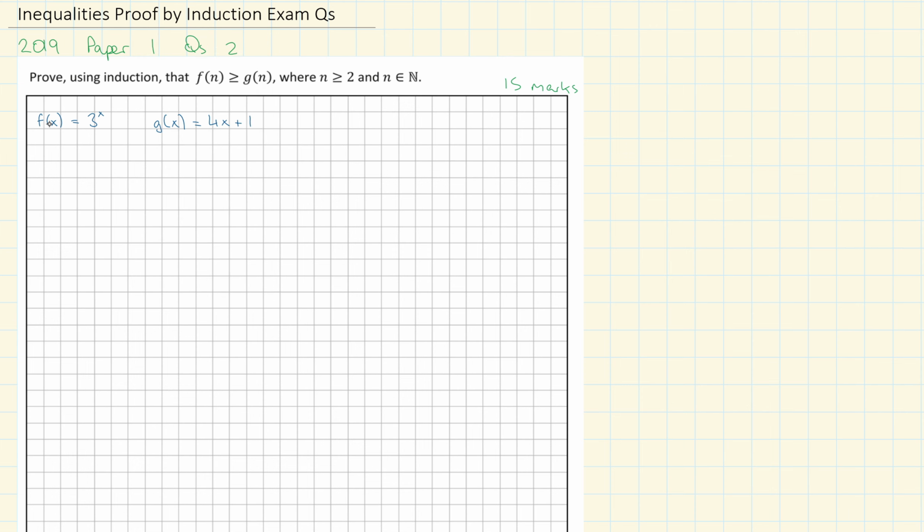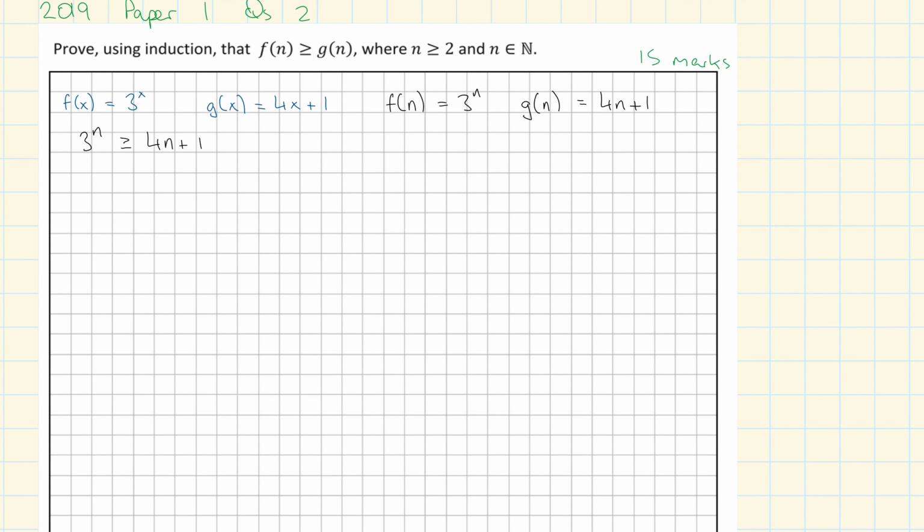So for us here, if f of x is 3 to the power of x, then f of n will be 3 to the power of n. And similarly, g of n will be 4n plus 1. We just swap x out for n. So we'll set it up here. They're telling us 3 to the power of n is going to be greater than or equal to 4n plus 1.